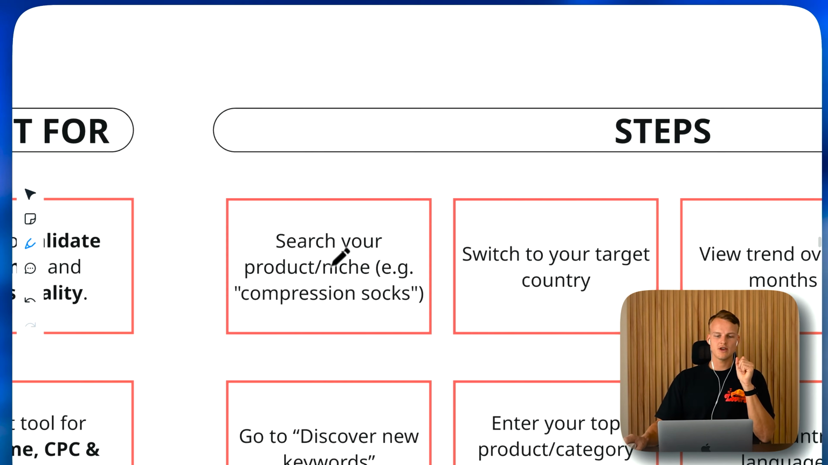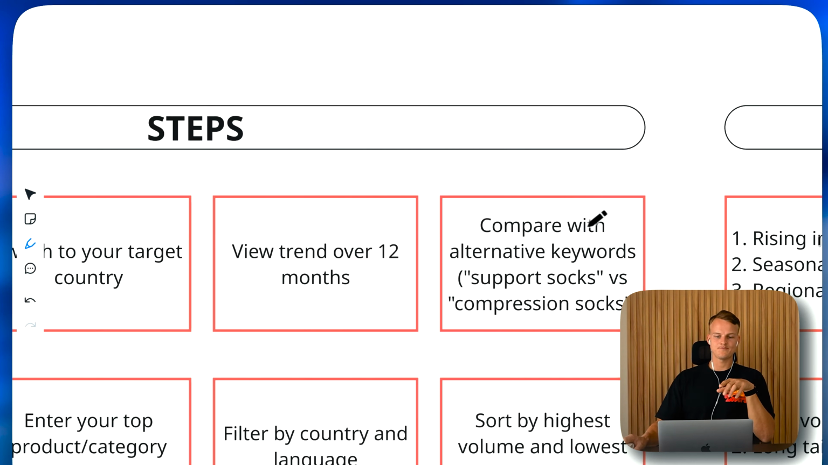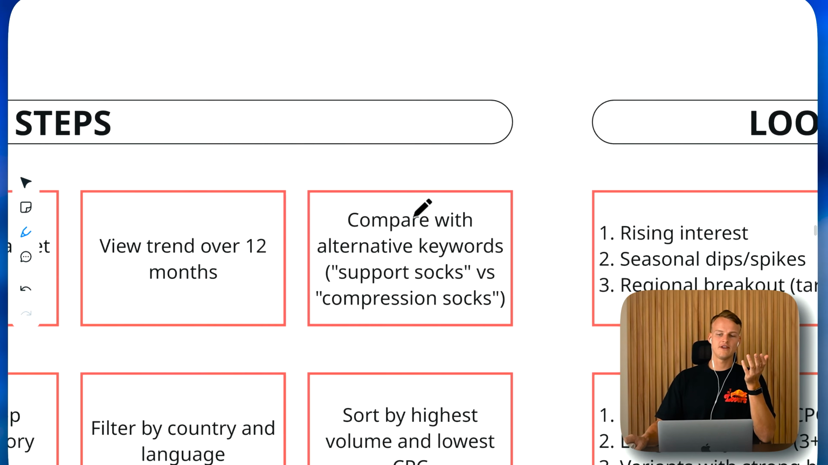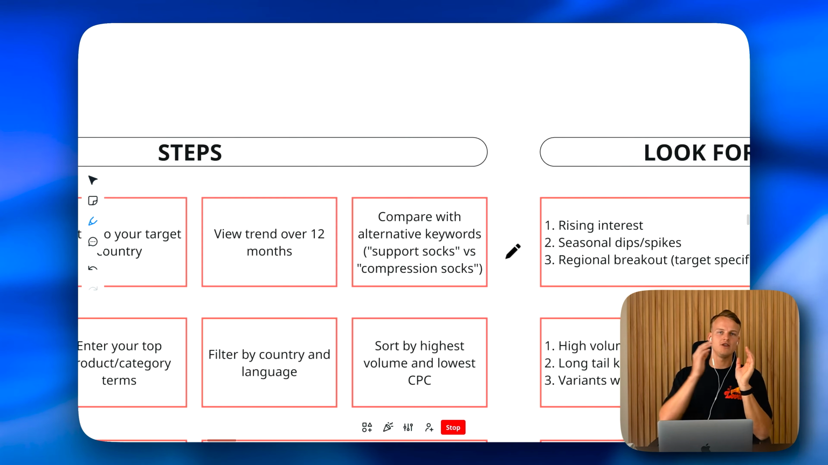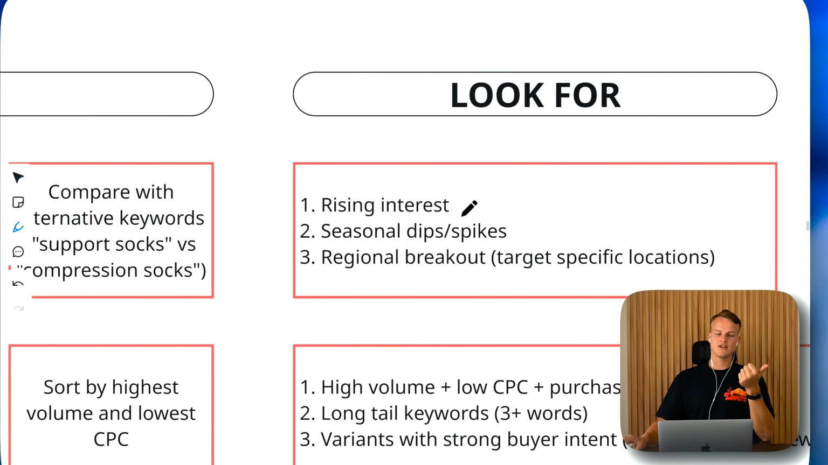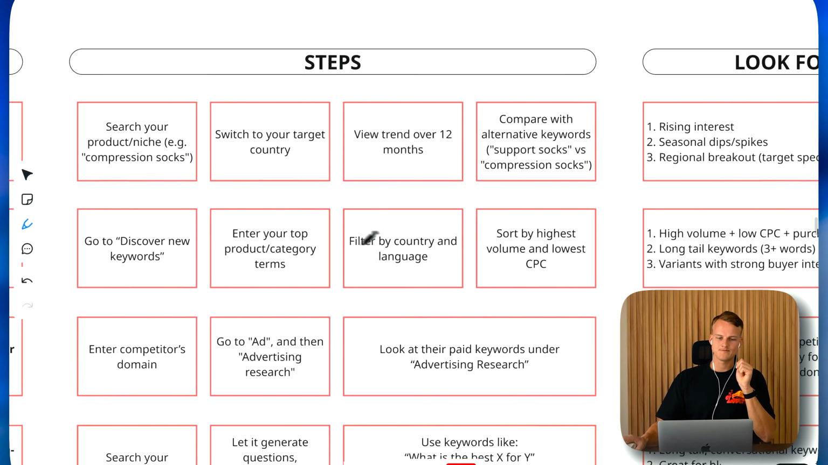So you search your product or niche, for example, compression socks. You switch to your target country, you view the trend over 12 months, and you can alternatively compare it with alternate keywords, right? So check the keywords and use the keyword that is in an upwards trend. So look for rising interest, seasonal dips and spikes, and regional breakout, so to target specific locations. Let's say, for example, you're in the US, specific states have other trends, right? So you want to look into that.